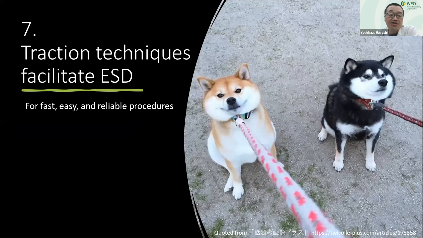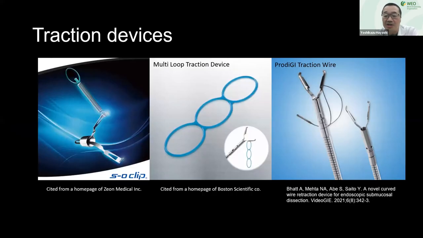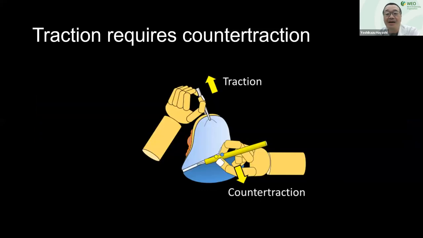The last is traction techniques facilitate ESD for fast, easy, and reliable procedures. Other kinds of dedicated traction devices are commercially available now. They surely facilitate ESD, though one of them costs over $200. As you know, traction can stretch the submucosa between the mucosa and the muscularis. However, it requires countertraction as well.